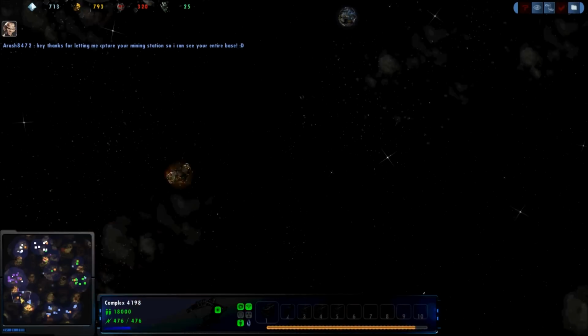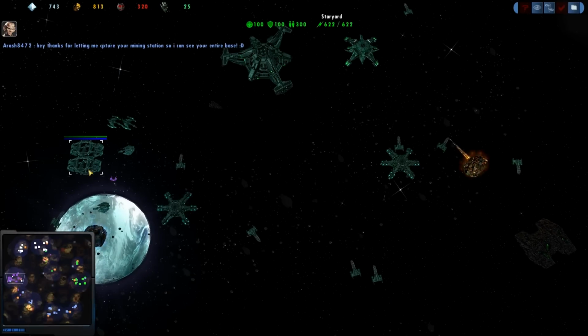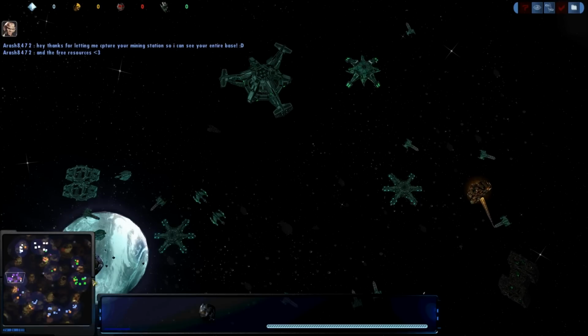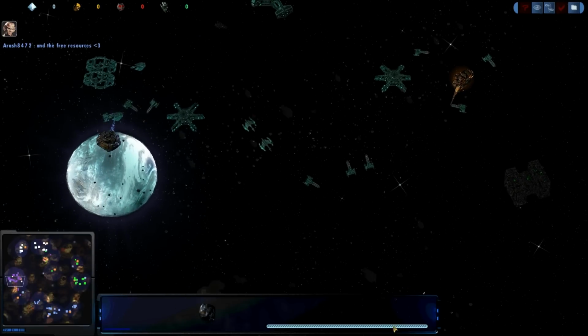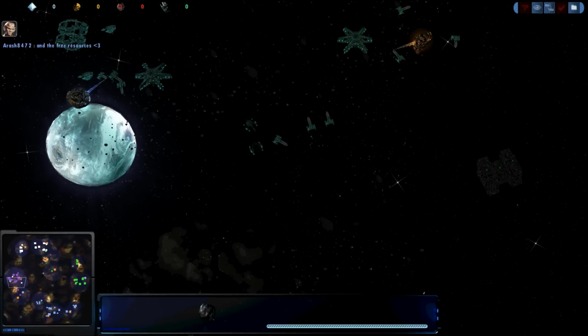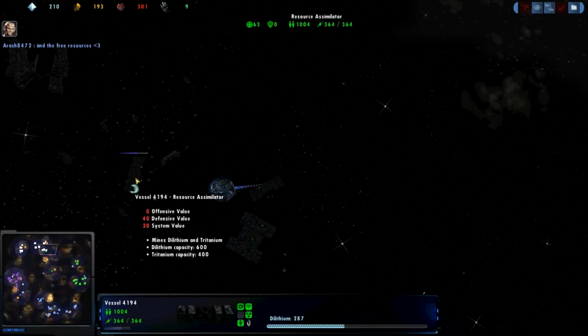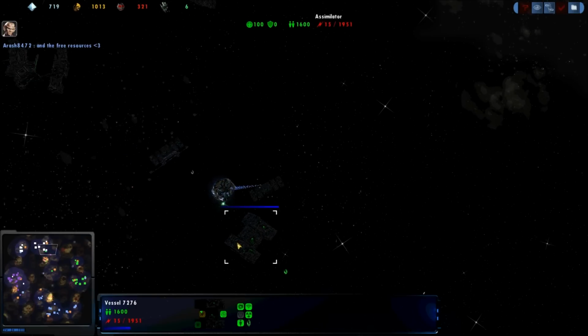But the probe, and what you see, Arash is saying that when you capture a station for just a brief second, you're able to see everything, or at least all the stations for the opponent. So he got a little bit of intel. We still see this assimilator going out here trying to kill this miner. Really needs to be careful.